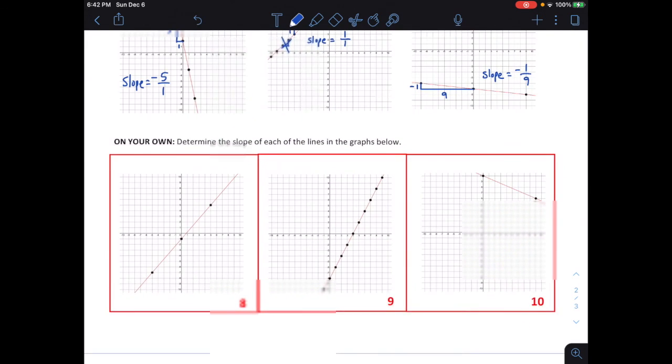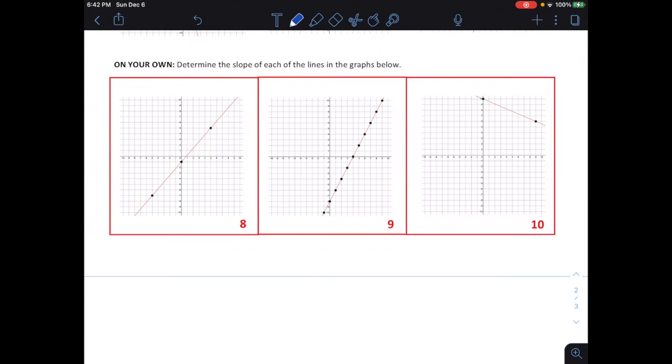All right, so you have 3 down here on the bottom that you need to do. And just like the other 7 from the previous page, you need to enter those in Schoology when you are done with them.